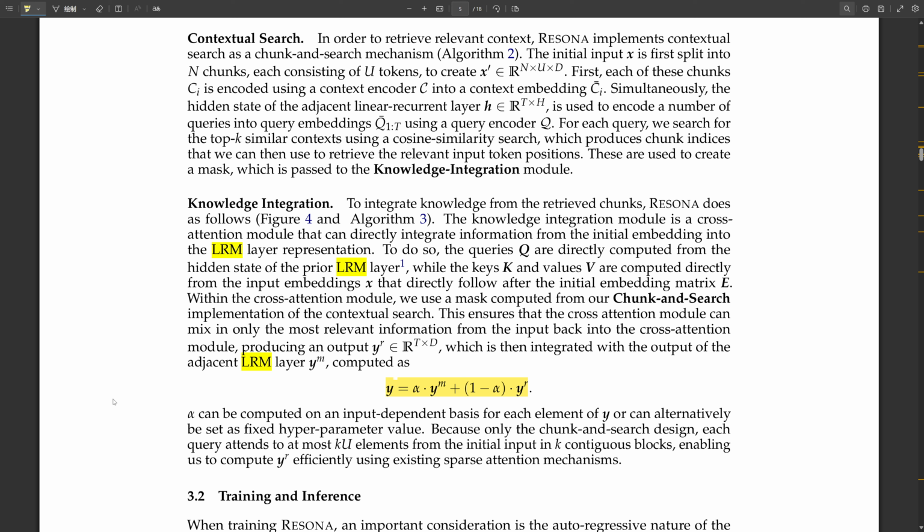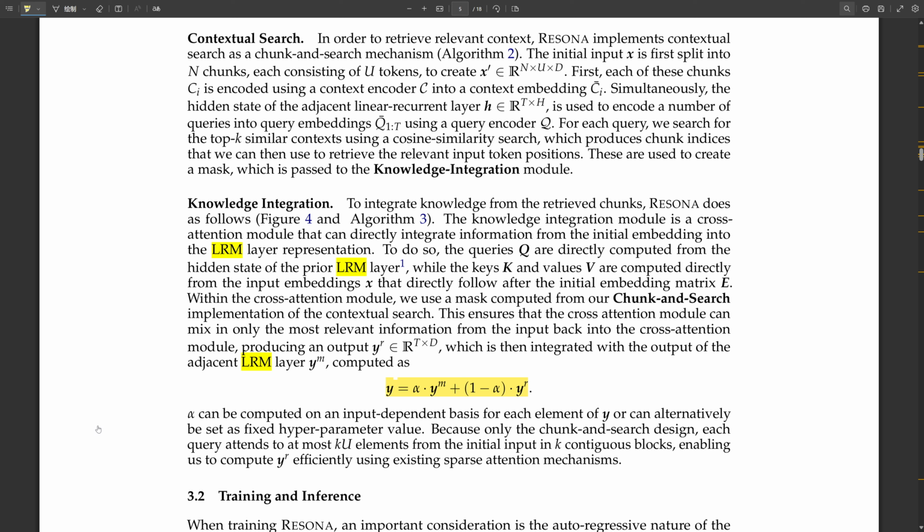Exactly. And importantly, they found that Resona didn't make things worse on tasks where the original LRMs were already doing well. So it's not like it was making trade-offs, it was just improving things across the board. Okay, so it's not a case of one step forward, two steps back. Nope. It seems like all steps forward.